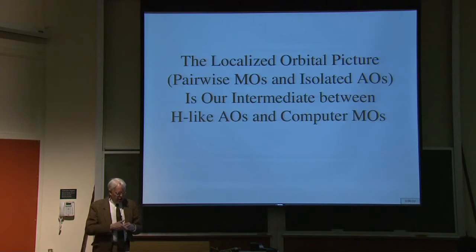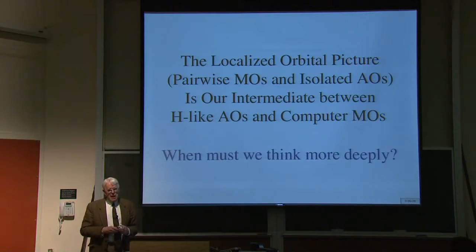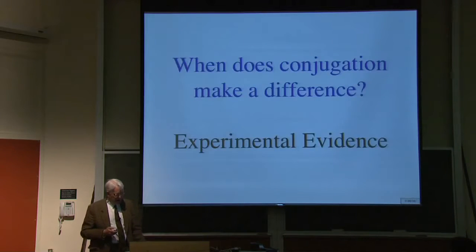So conjugation is where the localized orbital picture, which remember we've talked so much about, pairwise 2 atoms coming together to give a bond and an antibond, or isolated atomic orbitals. That was our intermediate between hydrogen-like atomic orbitals, which we really understood. We had a table that we could draw them out. And the computer MOs, which look very complicated. But in between were these pairwise things, right? But sometimes we have to think more deeply when these things are conjugated. They don't behave that way, okay? So when does conjugation make a difference?